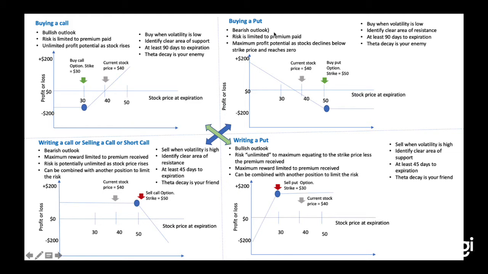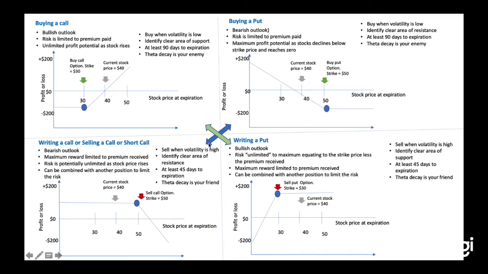So now we'll talk about buying a put. Buying a put is a bearish strategy. Your outlook is bearish here, and the risk is limited to the premium that you paid. Generally, when you think stock is going to go down due to some reason, that could be a good time to buy some put option, and the maximum profit will accelerate as the stock declines below the strike price and reaches zero. And typically you buy a put option when the volatility is low, and you have to identify a clear area of resistance and at least 90 days to expiration, because time decay is your enemy here. You got to make sure you got plenty of time.